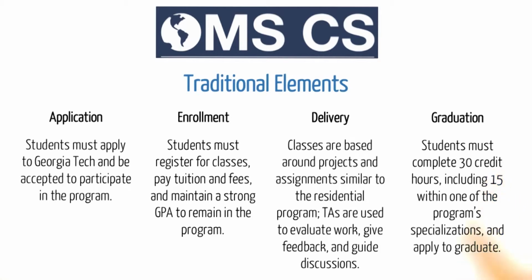They must complete 30 credit hours, including 15 in one of the program's specializations, and then they have to apply to graduate. All these factors are the same between the online and on-campus programs. The only difference online is that the material is delivered via the internet instead of in person.